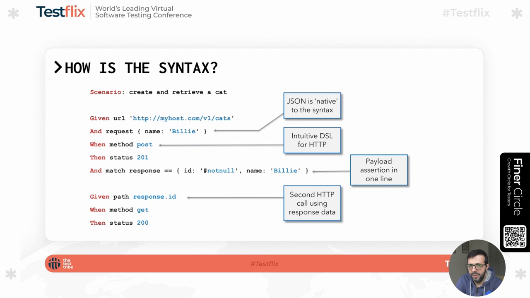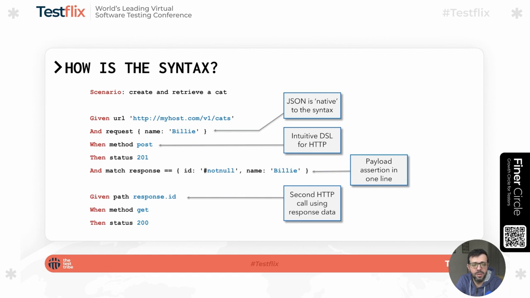You use a keyword which is scenario, and in a scenario you declare the name of the test or the things that you want to check. The only keyword here is scenario. After the word scenario, you can put everything that you want.